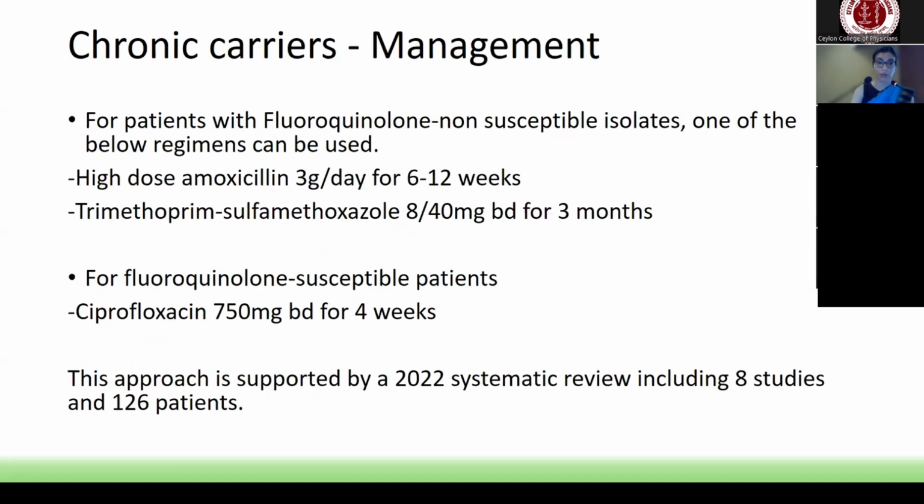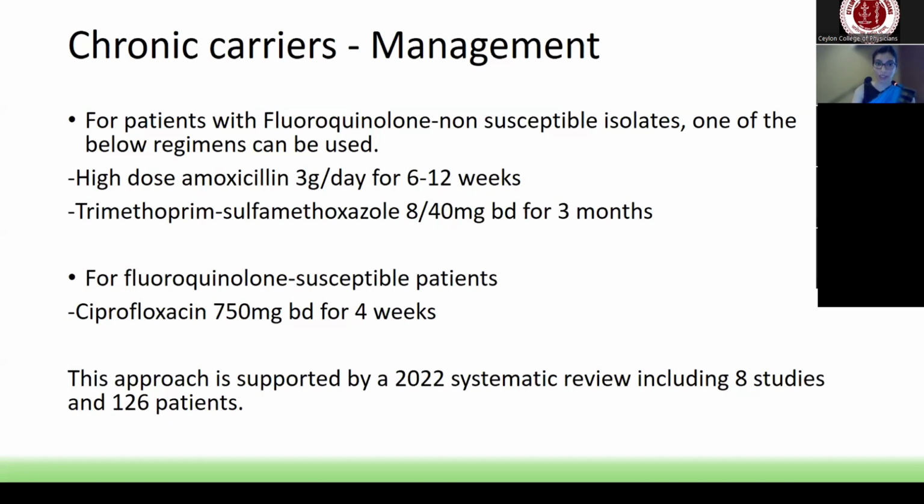The management includes, for patients with fluoroquinolone non-susceptible isolates, one of the below can be used: high-dose amoxicillin 3 grams in divided doses for 6 to 12 weeks, or trimethoprim 840 milligrams twice a day for 3 months. For fluoroquinolone susceptible patients, you can use ciprofloxacin 750 milligrams BD for 4 weeks duration. This approach is supported by a 2022 systematic review, including 8 studies and 126 patients.